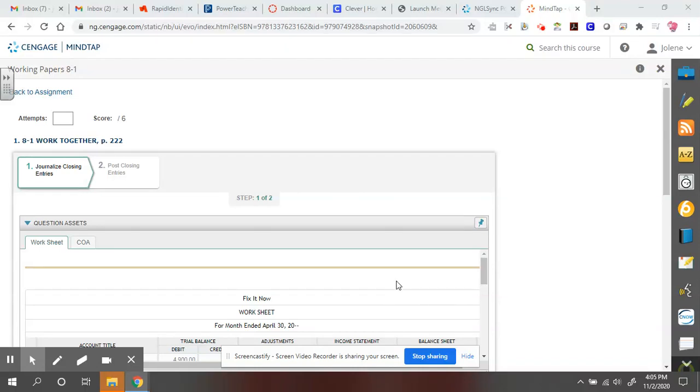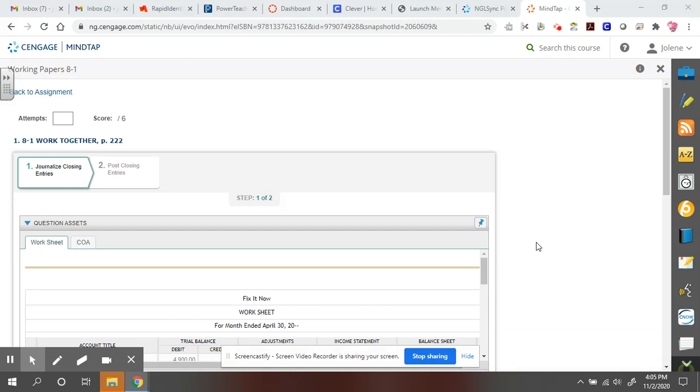Hello, Accounting 1. This is going through 8-1 in our textbook, recording closing entries. After you've done the worksheet at the end of the fiscal year or at the end of the period, maybe the end of the month, there are temporary accounts that we have to close. In your textbook on page 214, it actually lists those.